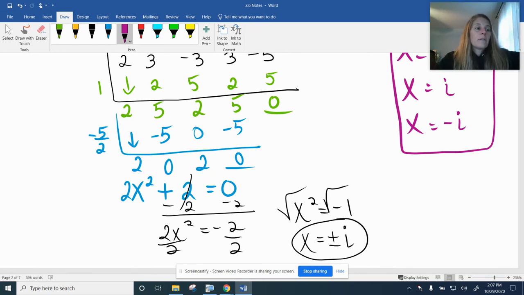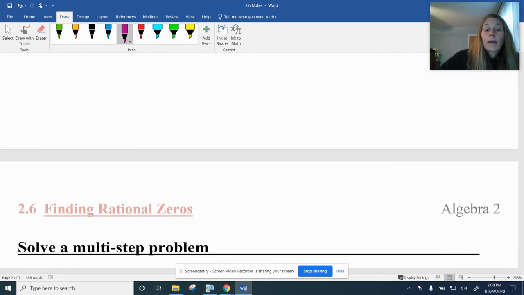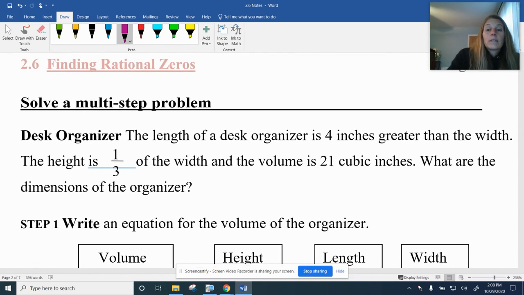All right. So hopefully you understand how to find those possible rational zeros and also use them to divide out and find any remaining zeros that you need to find, even if they're imaginary. Okay, solving a multi-step problem.